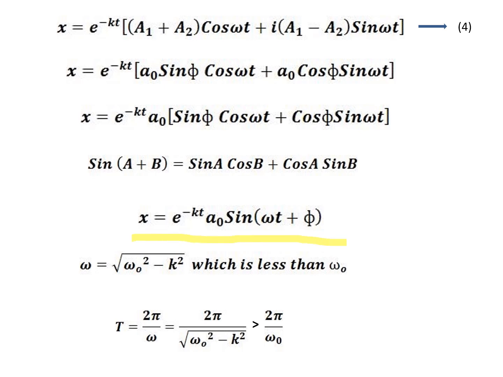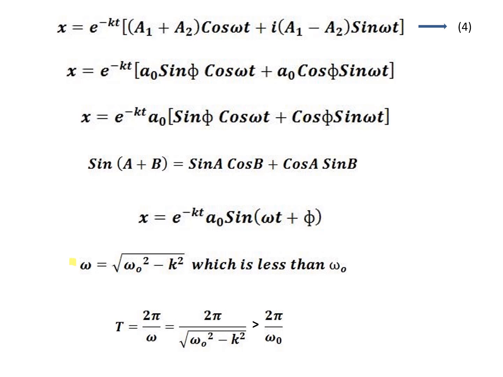So this equation is very important. It represents the solution of a damped harmonic oscillator for the underdamped case, the third case, that is k less than omega 0. So for the underdamped case, the solution becomes x is equal to e raised to minus kt A0 sin (omega t plus phi).